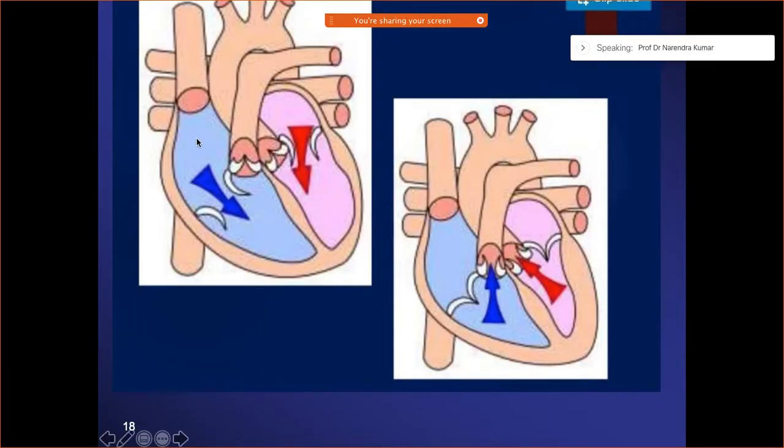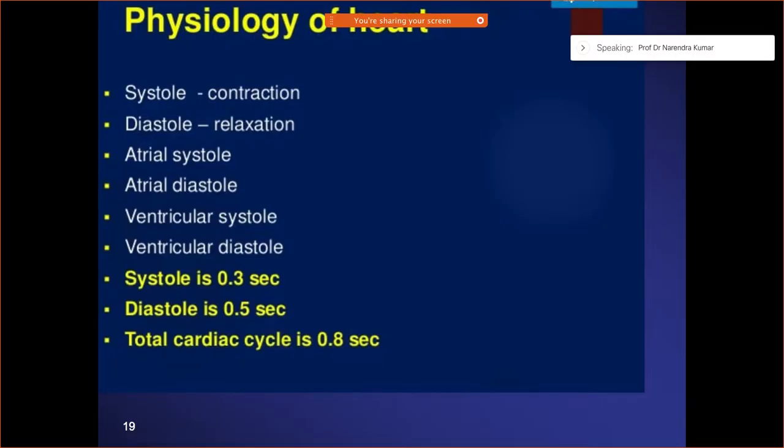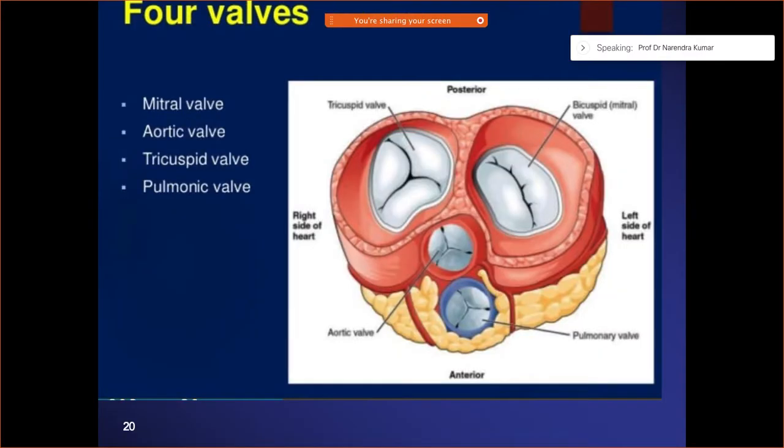So this is how the blood flow happens: from the SVC, IVC goes to the RA to the RV to the pulmonary arteries, then to the LA to the LV, and then finally into the systemic circulation. In fact, to understand the physiology, we have to keep a few things in our mind as well. So what are the different phases? Systole and diastole, of course, of the atria and ventricle. And in fact, systole is 0.3 seconds and diastole is slightly longer, going up to 0.5 seconds. So therefore, the total cardiac cycle is 0.8 seconds, in fact.